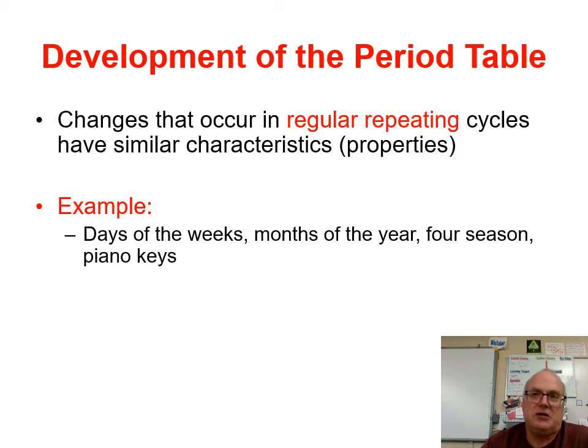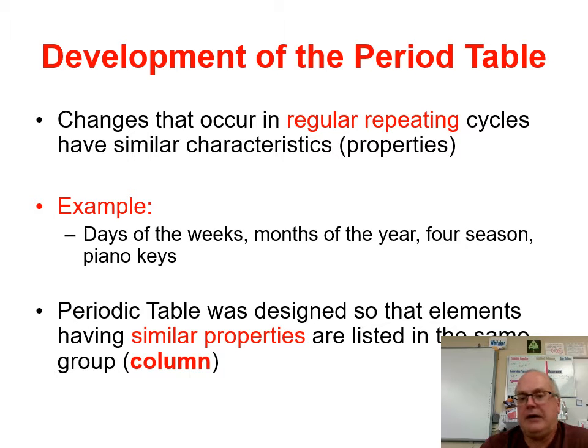We have 4 seasons generally. And if you're a musician, you know that the arrangement of the piano keys in octaves are repeating in their pattern. Those are all called periodic patterns because they repeat. The periodic table of elements, the elements themselves, when arranged in a certain fashion, will also show a repeating pattern. And when we look at them, we're going to look at the repeating pattern found in what we call columns, groups, or families. They're all interchangeable, as you'll see as we go through this lecture.